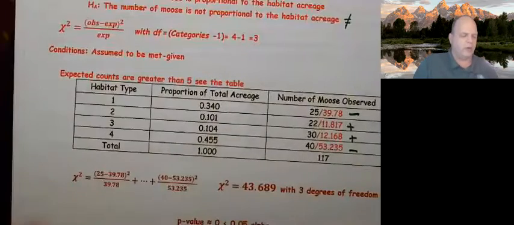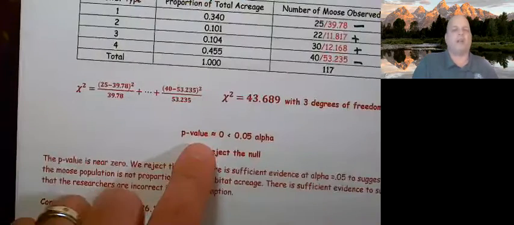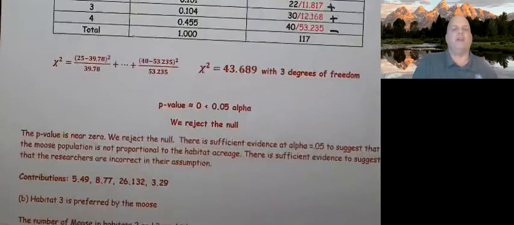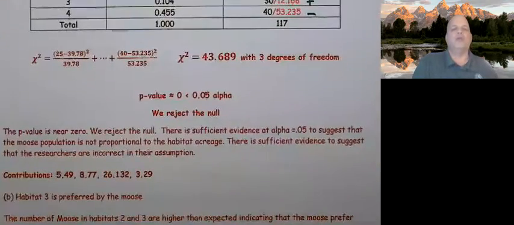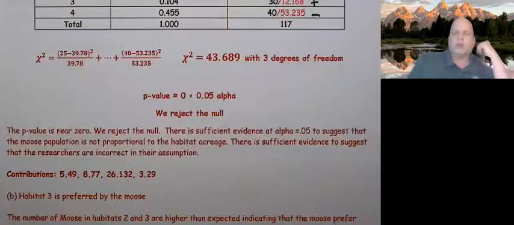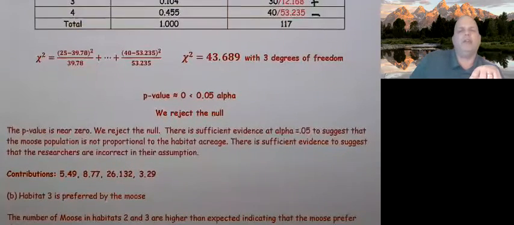I've got 8 zeros in there. So our p-value is approximately 0, which is less than alpha. The p-value is near 0. We reject the null. There's sufficient evidence at alpha equal 0.05 to suggest that the moose population is not proportional to the habitat acreage. So there is sufficient evidence to suggest that the researchers are incorrect in their assumption.